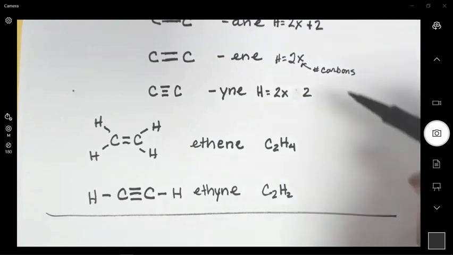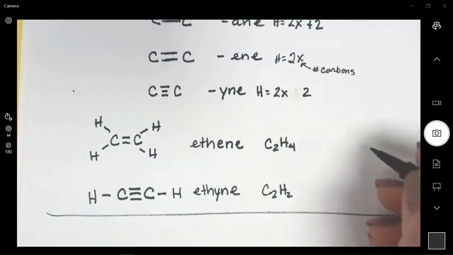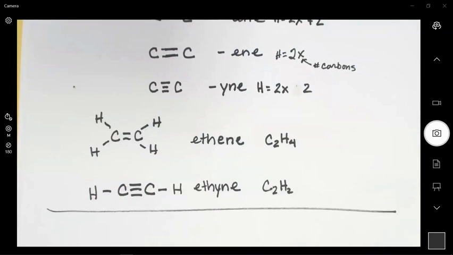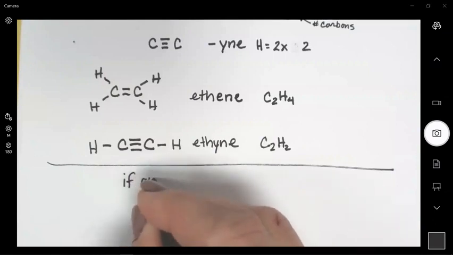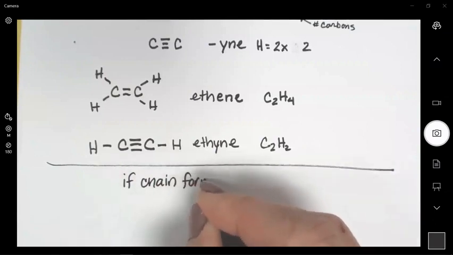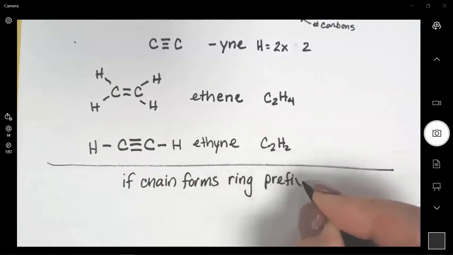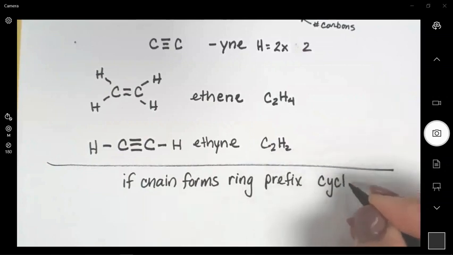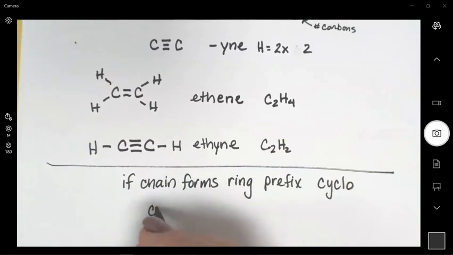So you see the name changes for the bonds. If you have a hydrocarbon chain that links up, when I say links up, if the chain forms a ring, you're going to use the prefix cyclo. So you can have cyclo. Tell me what this is. Cyclohexane.